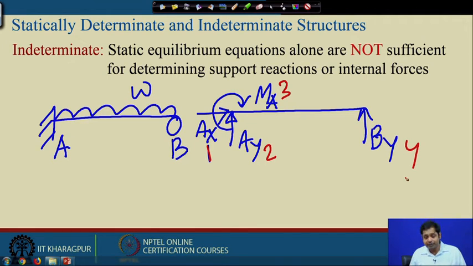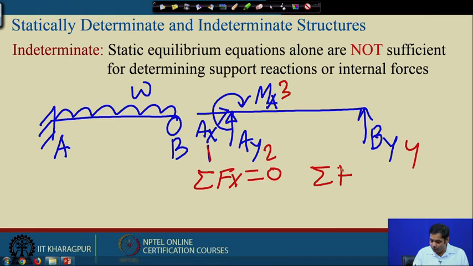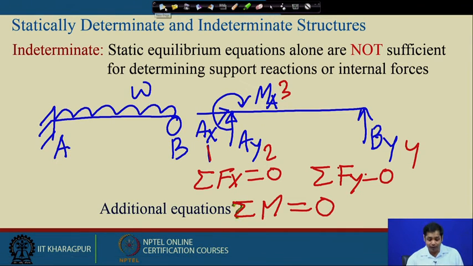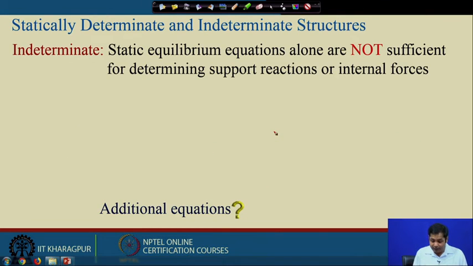How many equations do we have? We have only 3 equations: summation of F x is equal to 0, summation of F y is equal to 0, and summation of moments about any axis is 0. Only 3 equations we have. So, here we cannot solve the entire system by only these 3 equilibrium equations. In that case, we need an additional equation.